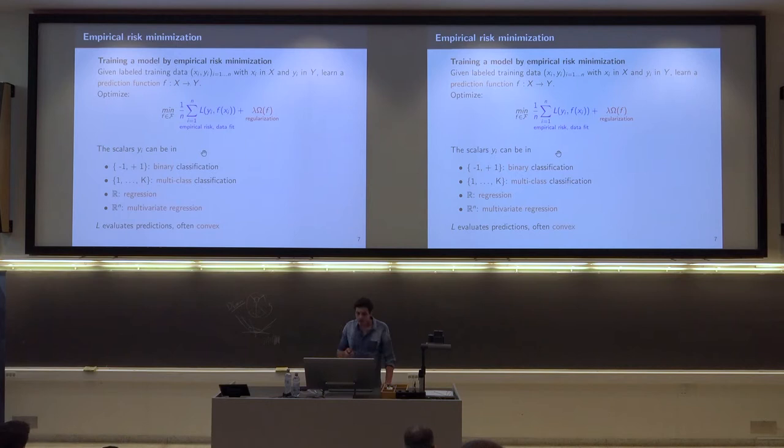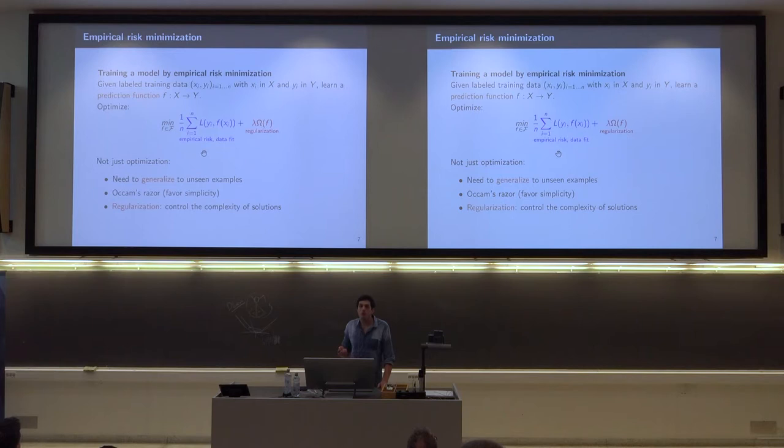So there is more to machine learning than just optimization. Of course, it's good to have a good performance on the training data, but you also want your model to perform well on data that you hadn't seen before. And the main intuition here is that for a model to perform well on unseen data, it would have to be a simple model.